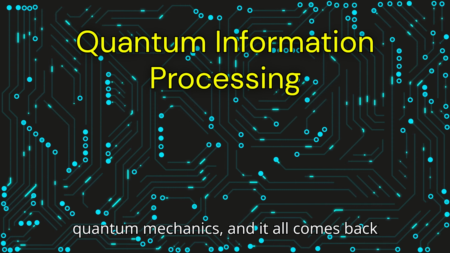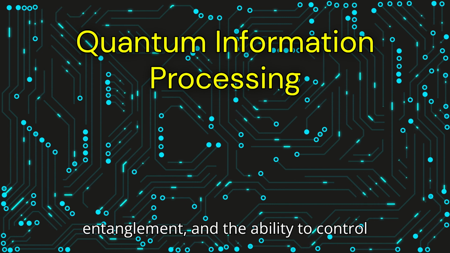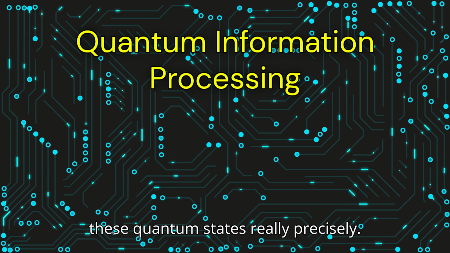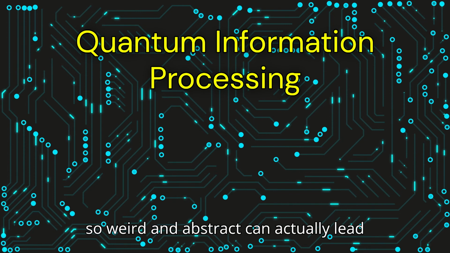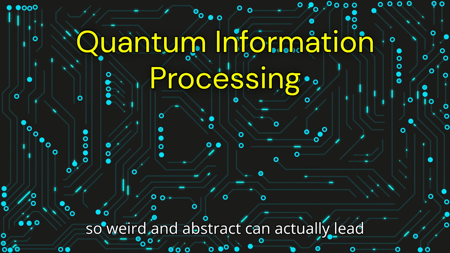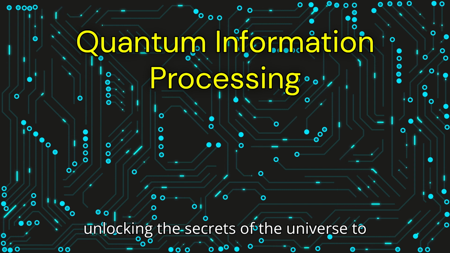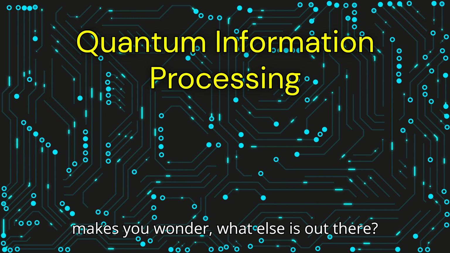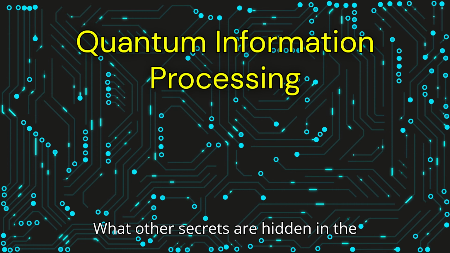And it all comes back to those basic concepts we were talking about earlier. Superposition, entanglement, and the ability to control these quantum states really precisely. Wow. So all this stuff that seems so weird and abstract can actually lead to some really groundbreaking applications. Exactly. It's like we're unlocking the secrets of the universe to build a totally new kind of computer. It makes you wonder, what else is out there? What other secrets are hidden in the quantum realm?